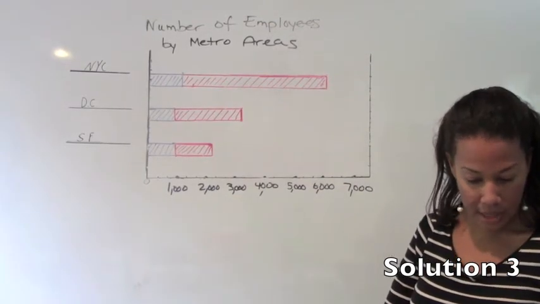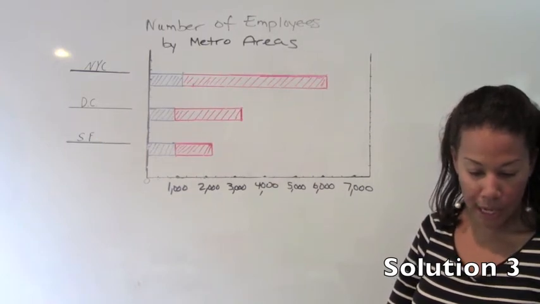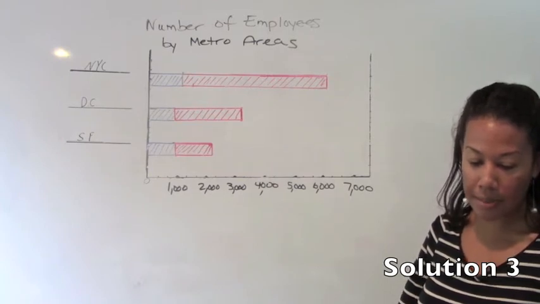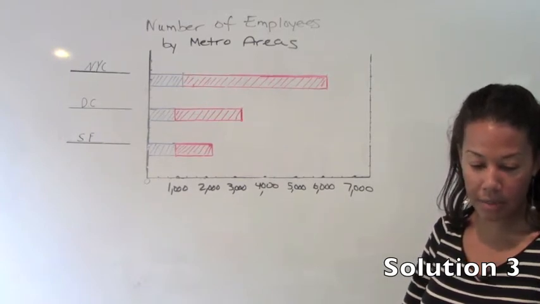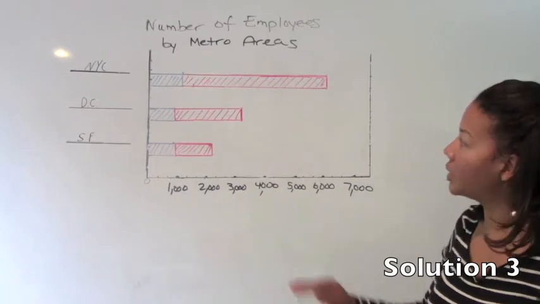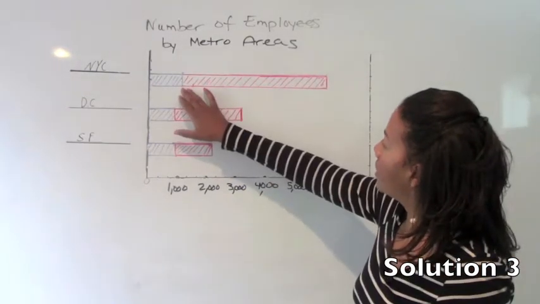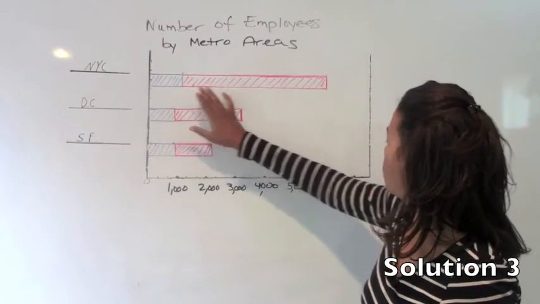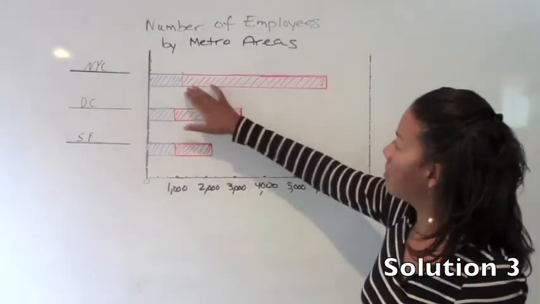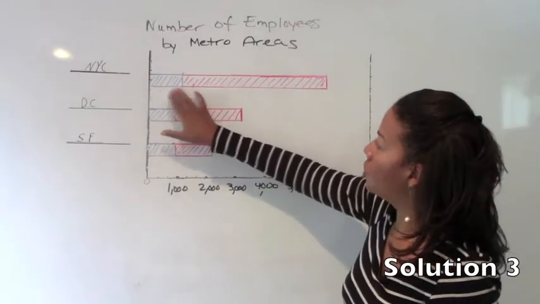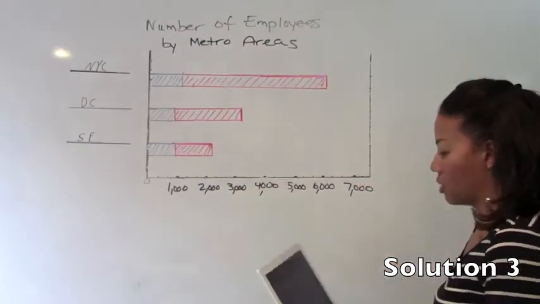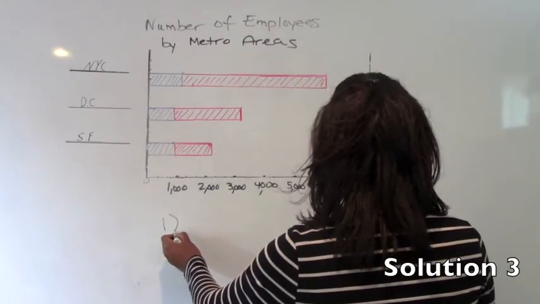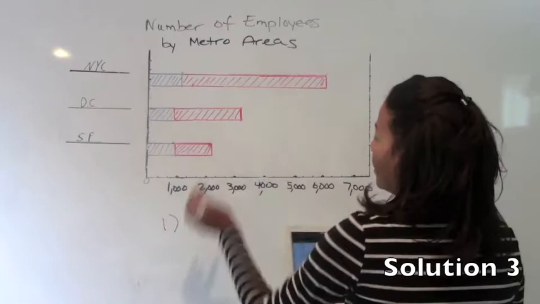So for A, it says part-time employees to full-time employees in New York. So part-time to full-time. Full-time is in red and part-time is in blue. So if you look at the full-time, it goes from a little over 1,000 to a little over 6,000. So that is about 5,000 to 1,000. So for A, that's a ratio of 5 to 1. Or actually, this says part-time to full-time, so it's the other way around, 1 to 5.